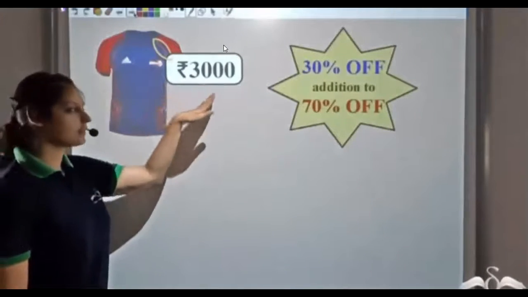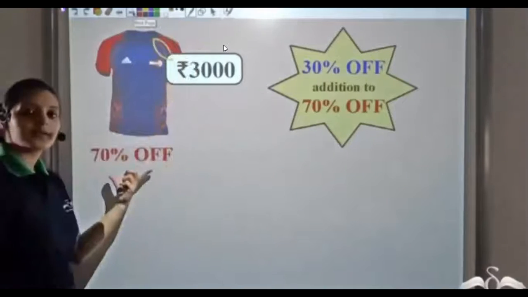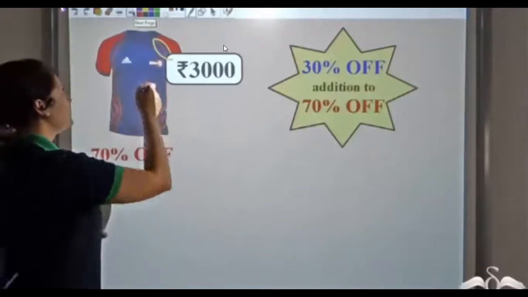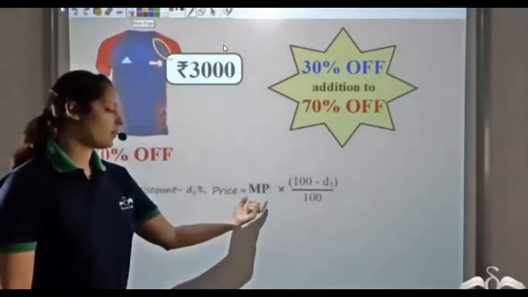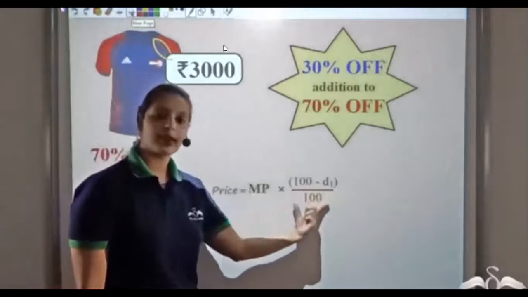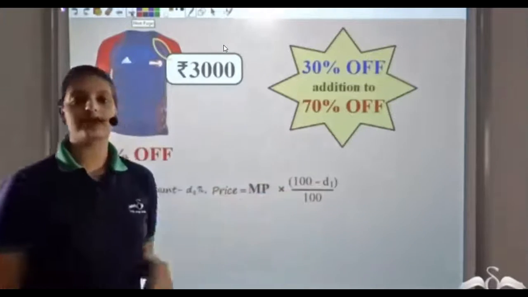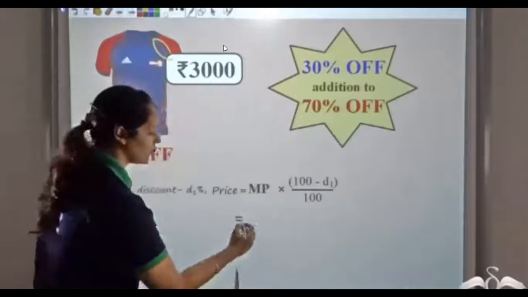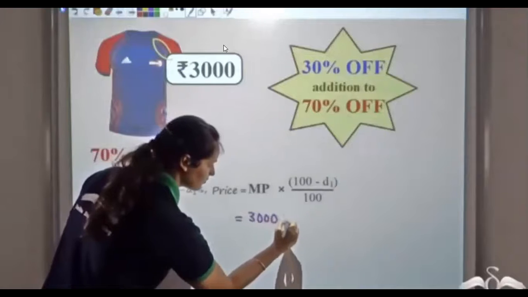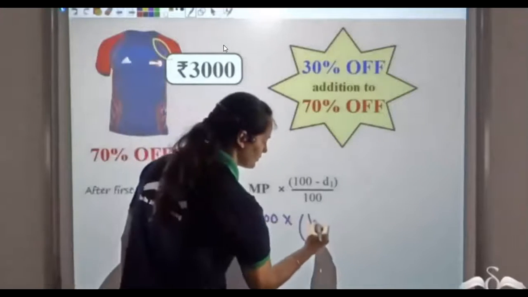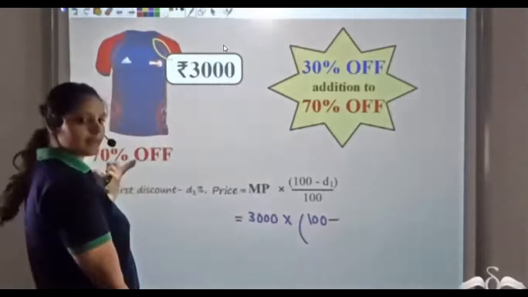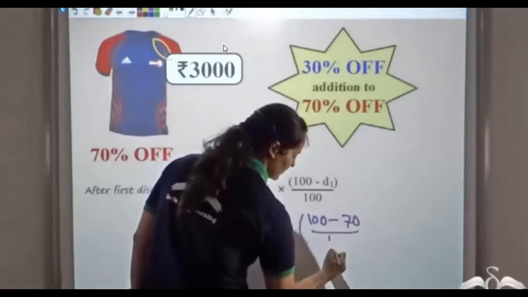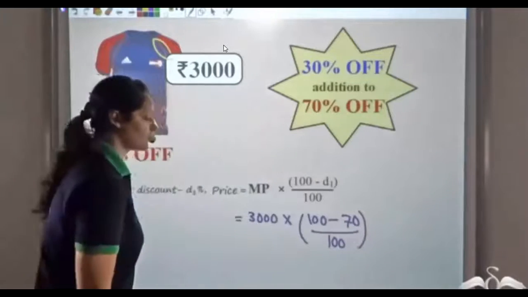So first what we'll do is find this discount of 70%. Now we know the marked price, we know the discount percentage which is 70% off initially. So we can find the selling price. We already know the formula for that. The formula to find selling price is marked price into 100 minus D by 100, where D is the discount percentage. We know the marked price is 3,000. We know the discount percentage is 70% off. So D is 70 by 100. This is what we get.